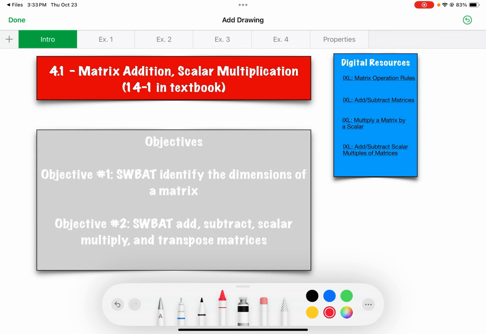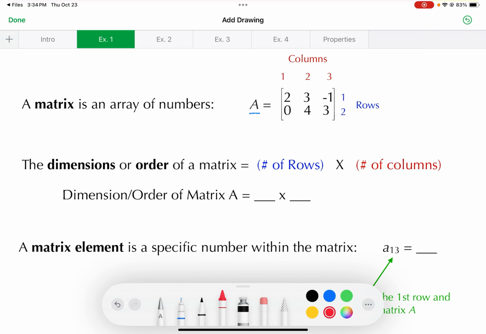All right, here in section 4.1, we're going to be reviewing matrices from Algebra 2. We're going to be talking about what a matrix is and performing some operations on matrices, namely matrix addition, subtraction, and scalar multiplication. We're also going to transpose a matrix, okay?